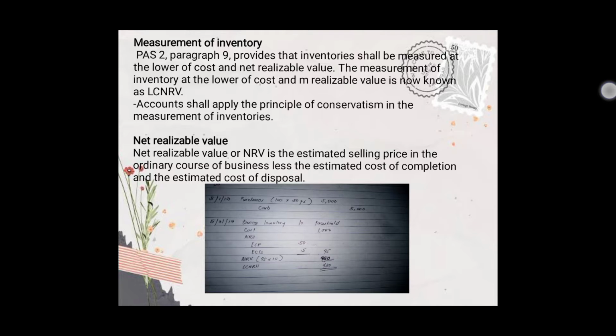Ibig sabihin, kapag gagawa ng balance sheet ng May 31, ganito ang mangyayari: from cash, kung ano man ang amount ng cash, the accounts receivable, then inventory, at yung 450 pesos lang yung mag-a-appear sa balance sheet as value ng inventory. So, application ng conservatism principle.